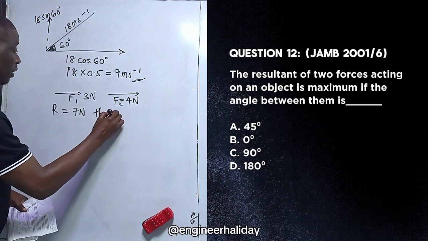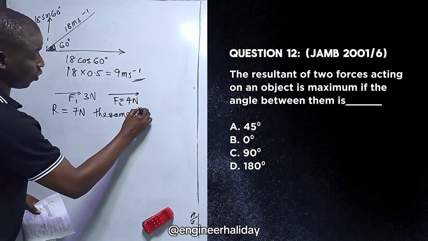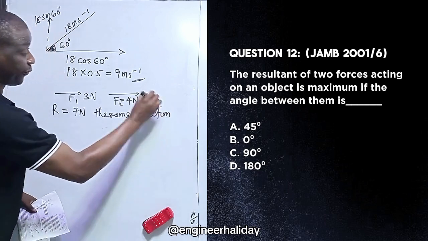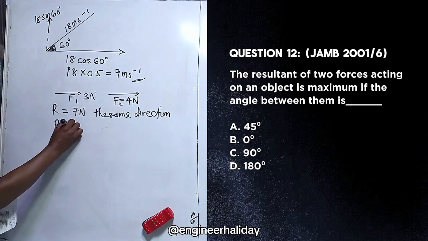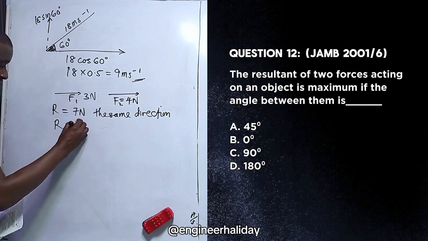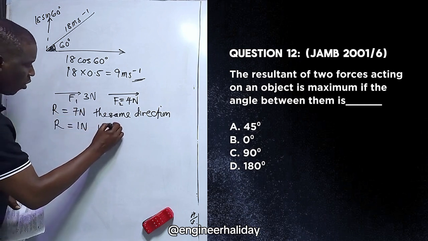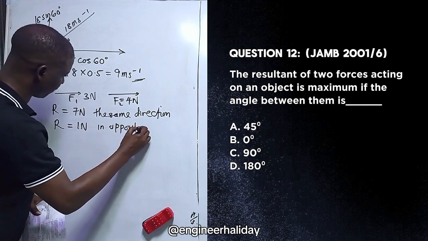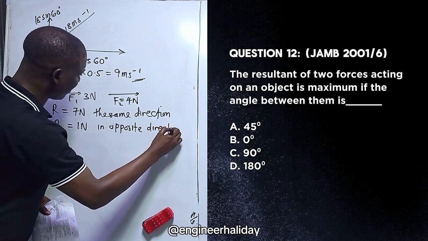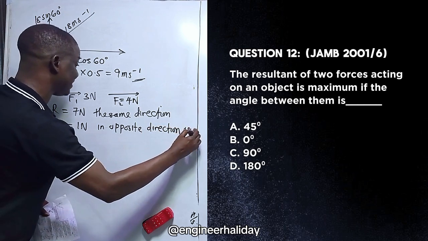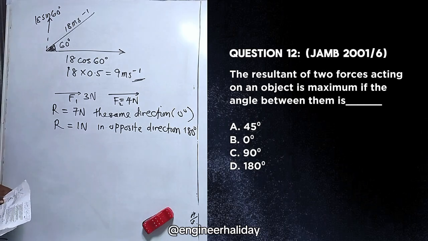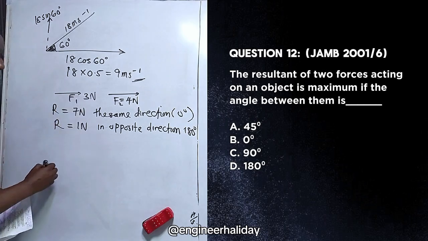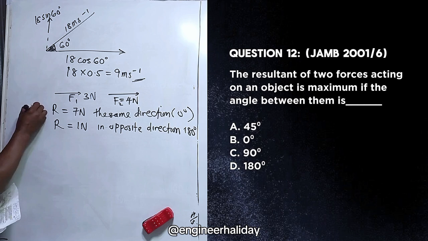I will just take an example of two forces. Now, if they are moving in opposite direction, normally the resultant will be bigger minus smaller, which is 1 Newton in the opposite direction. And don't forget, when they are moving in opposite direction, the angle is 180 degrees. In the same direction, the angle is 0 degree.